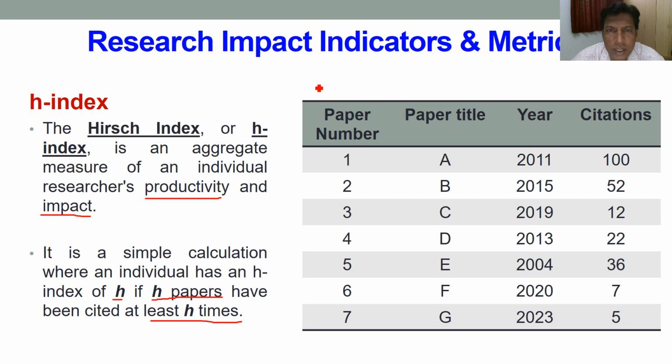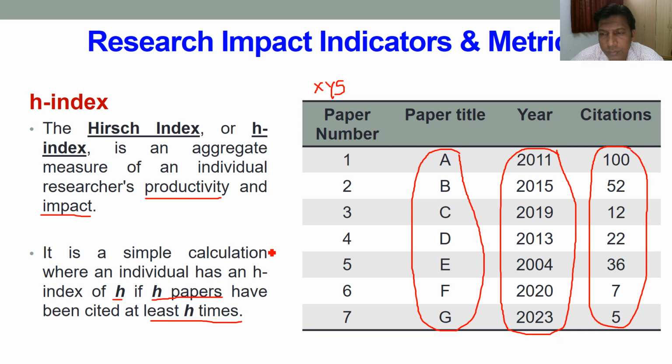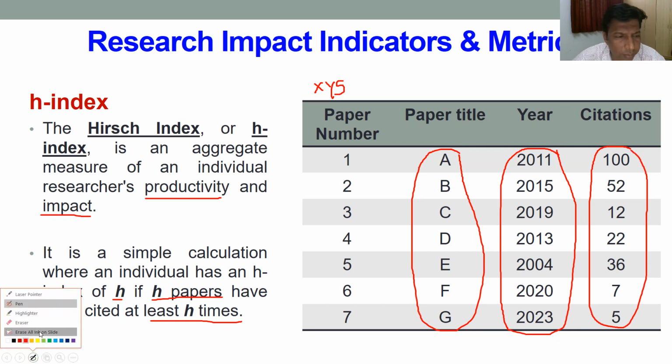Suppose you consider one author, XYZ, who has published 7 papers. So here the paper numbers are 1, 2, 3, 4, 5, 6, 7 with some titles. These are the titles of the papers, these are the published years, and these are the citations that each paper received. So this is the table.